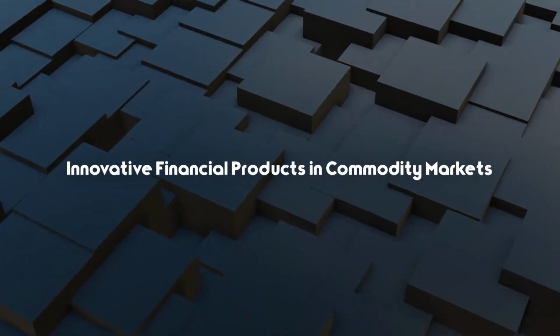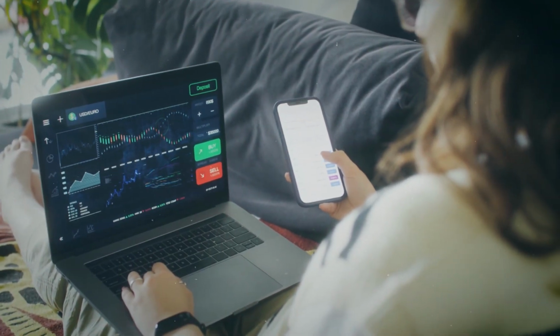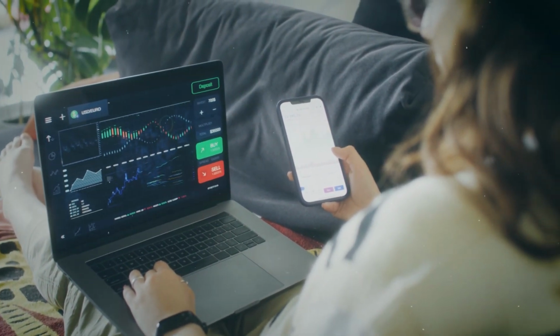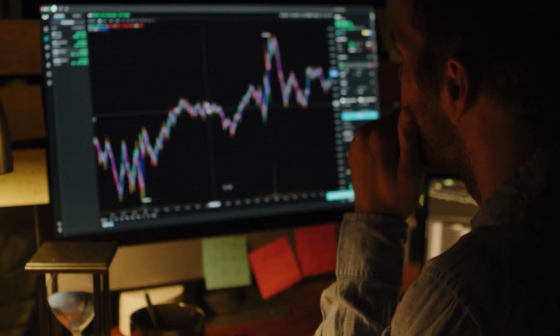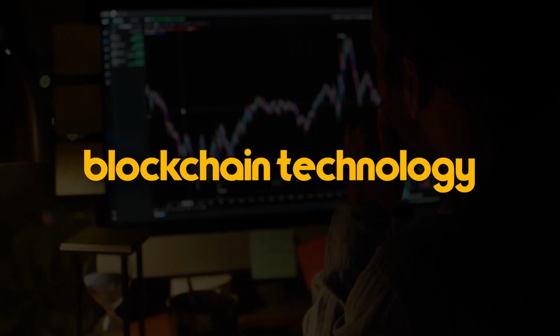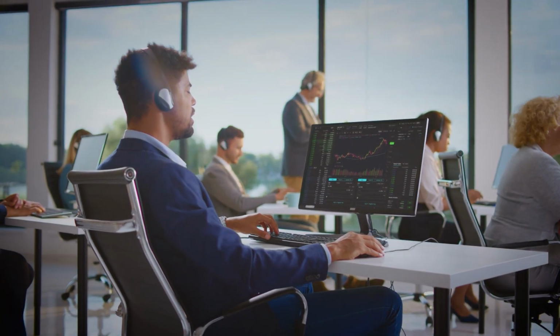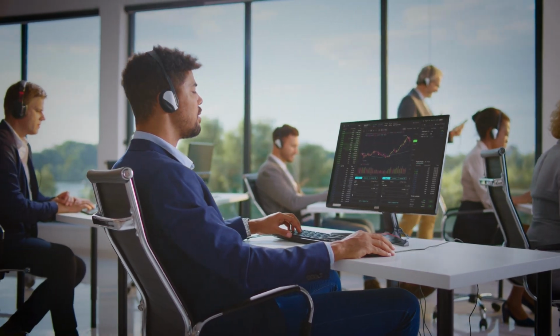Innovative financial products in commodity markets. In the ever-evolving landscape of global finance, commodity markets continually adapt and innovate. From commodity-linked ETFs and ETNs to the introduction of blockchain technology in commodity trading, new financial products help enhance market efficiency and create new opportunities for risk management.